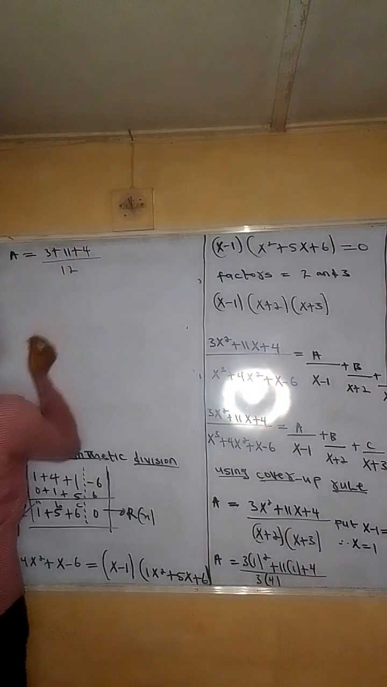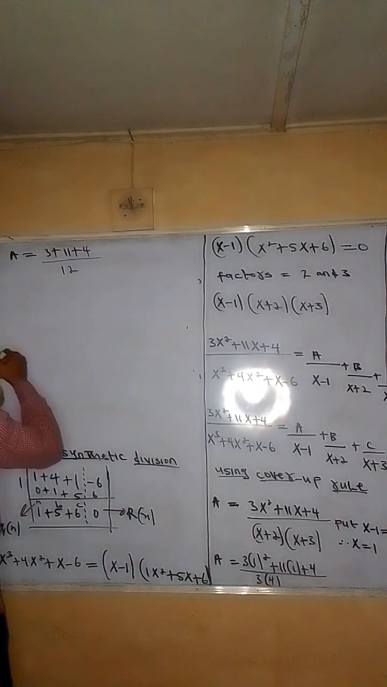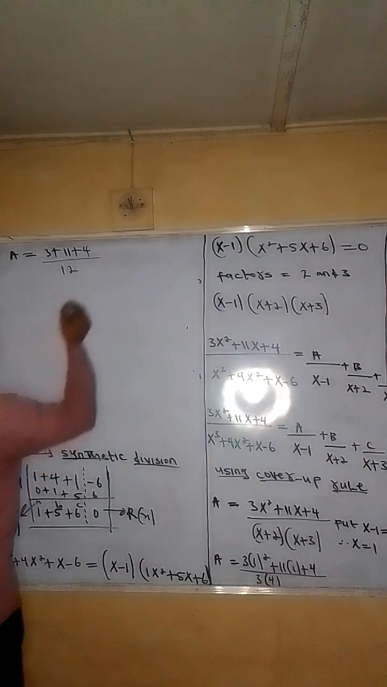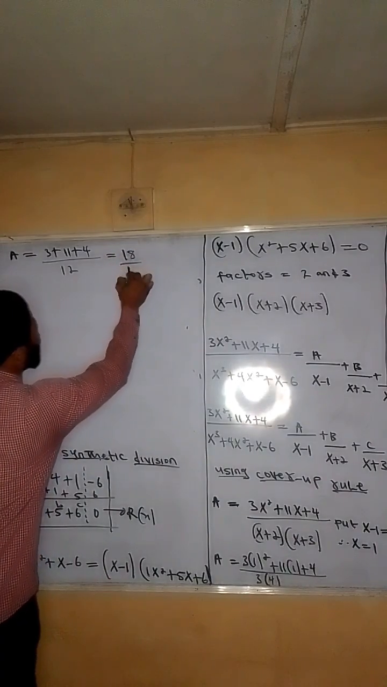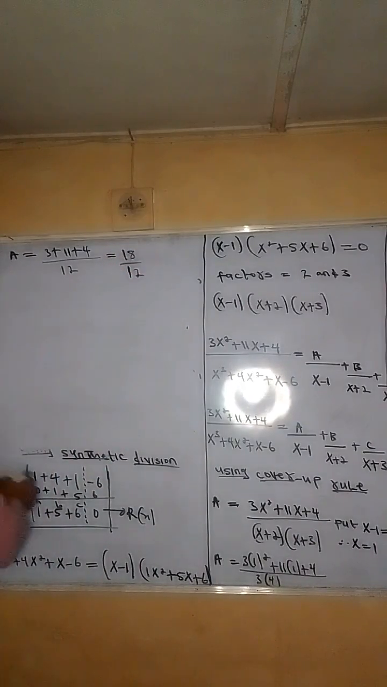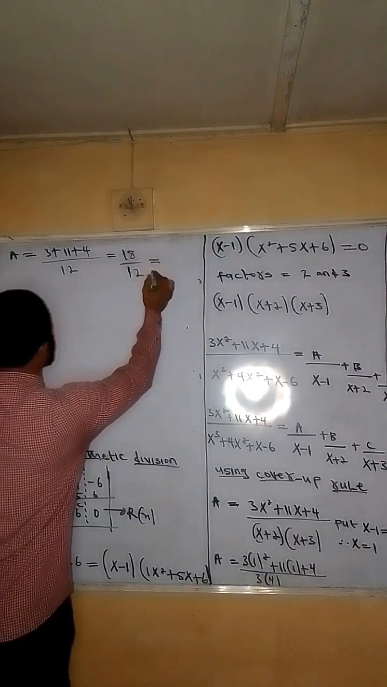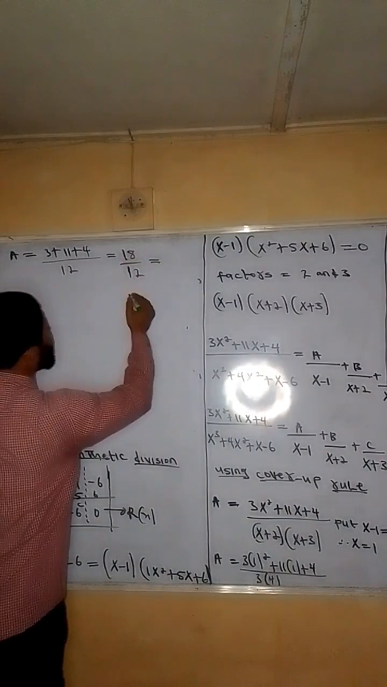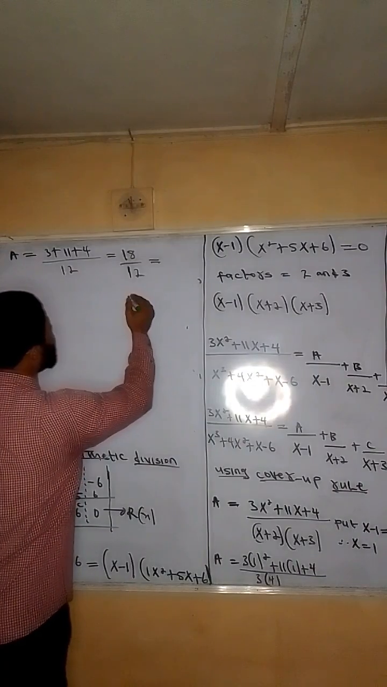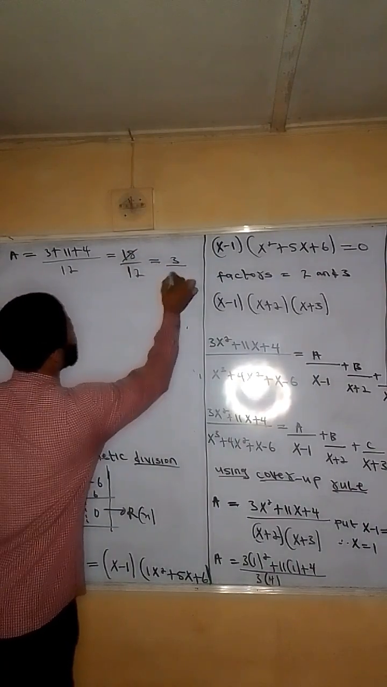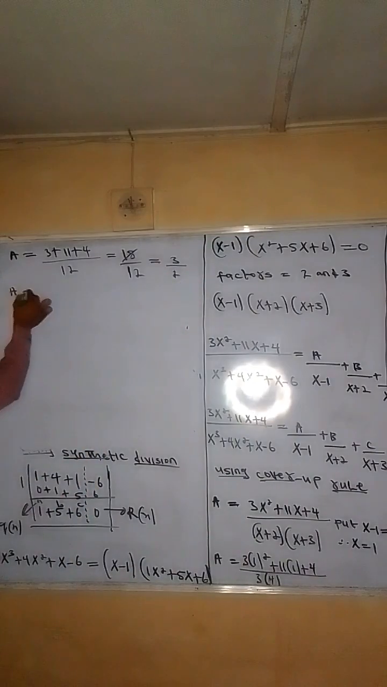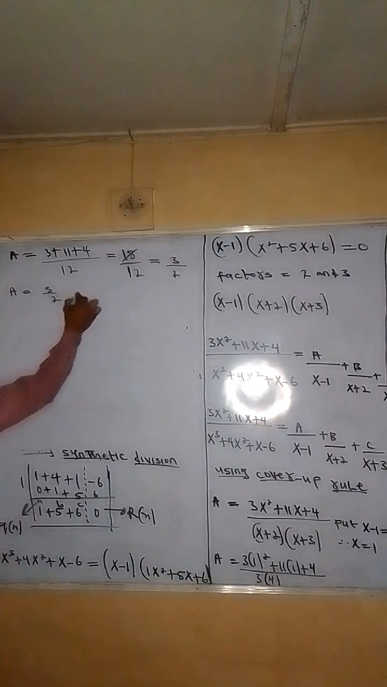So we are going to have 3 plus 11, we are going to have 14. 14 plus 4, this will give me 18 over 12. So 18 over 12, as you can see, 4 can divide, 6 can even divide. 6 into 18 is 3, 6 into 12 is 2. So A will give me 3 over 2. So A is 3 over 2.